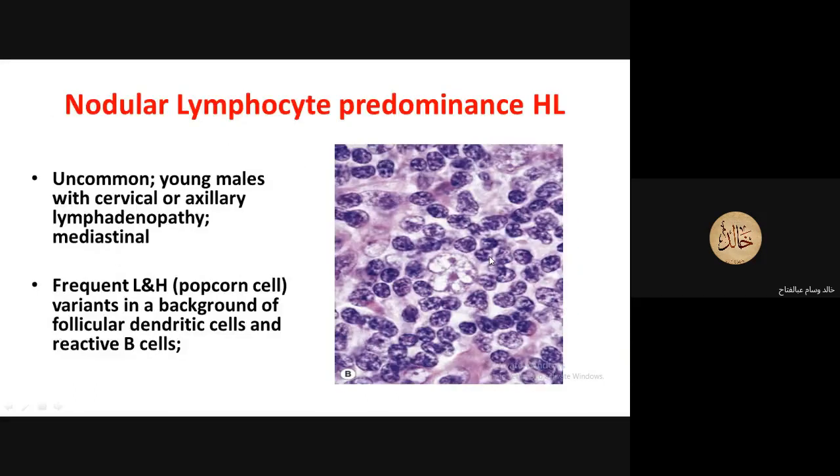Now we come to the non-classic Hodgkin lymphoma, which is called the nodular lymphocyte predominant Hodgkin lymphoma. It is uncommon. It is seen in younger males with cervical or axillary lymphadenopathy and sometimes with mediastinal involvement. This variant of Hodgkin lymphoma is characterized by a variant of RS cell. We call it the LH variant of RS cell, or sometimes the popcorn variant. You can see this is again an RS cell, but it has a popcorn shape.